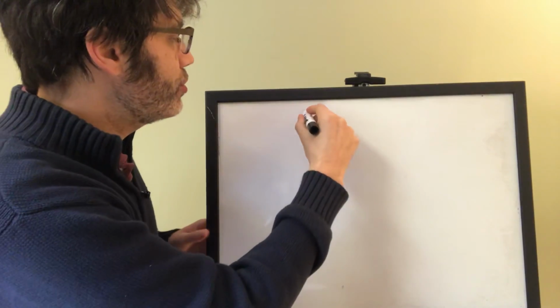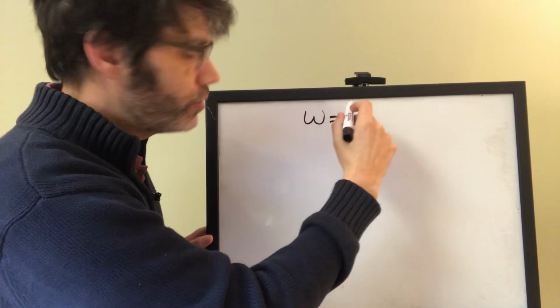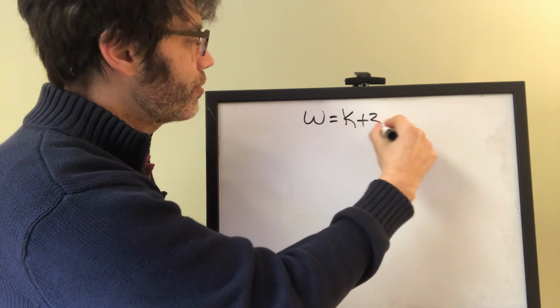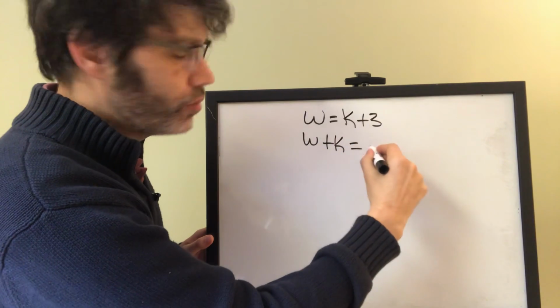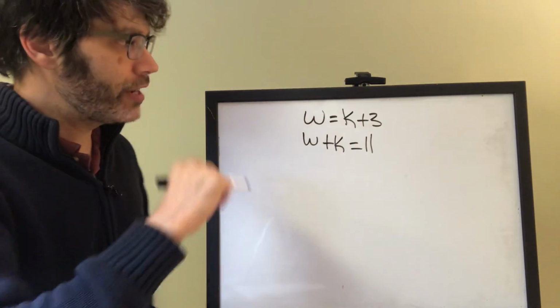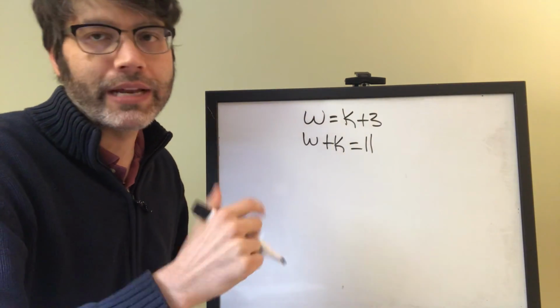All right, in this video, I'm going to show a couple of tricks and tips that you can use when using substitution as a method to solve a system of equations. So here we have two equations, w equals k plus 3 and w plus k equals 11. And we're trying to find out the values of w and k.